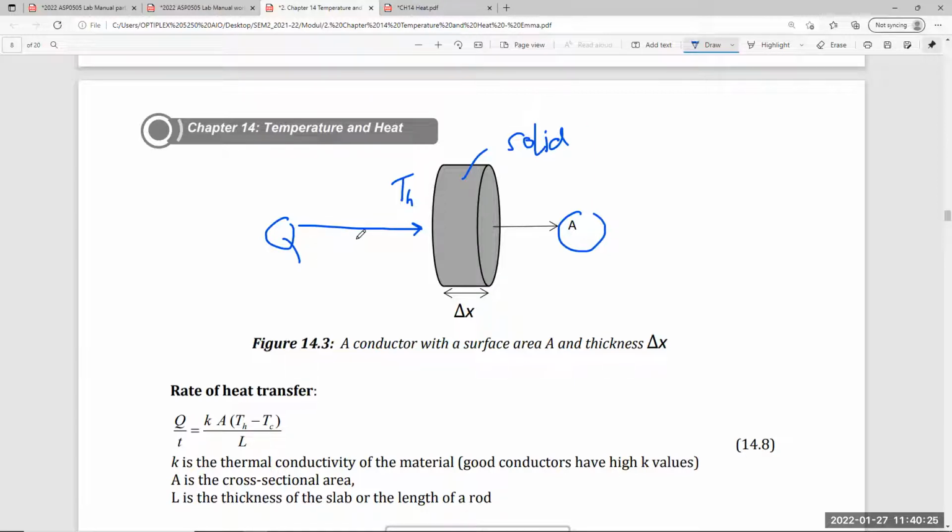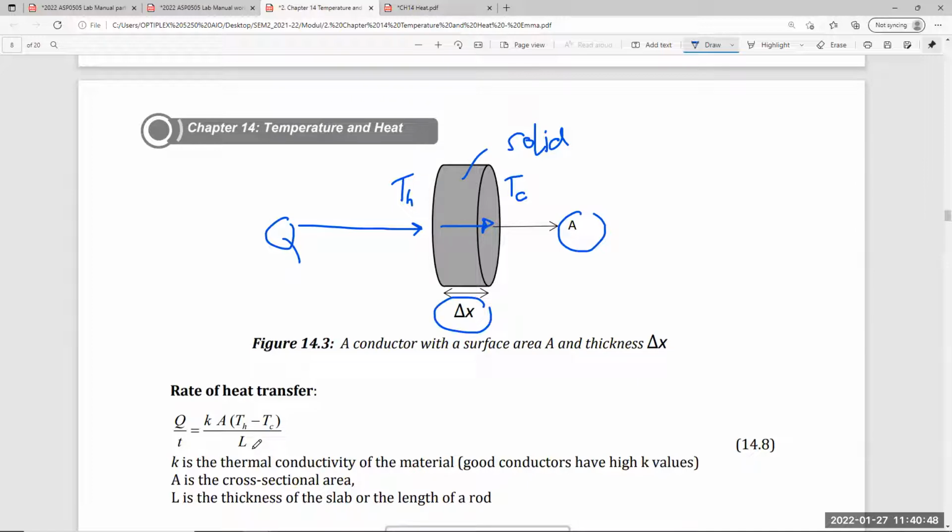Usually, when you talk about heat, you always think of a high temperature. Then we have TC, the cold temperature. So it's very important to have these two quantities, a difference, so that heat will be transferred from left to right, as shown in the diagram. And we focus along the direction of X.